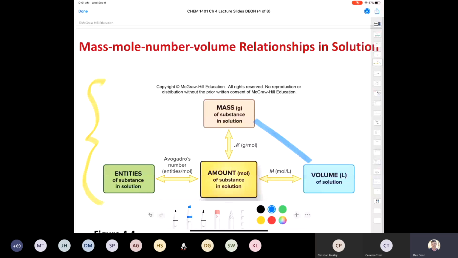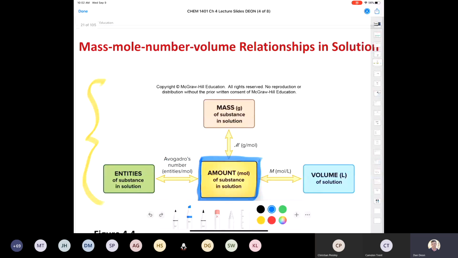You can't go from mass to volume directly, right? You can't do stuff like that. You've always got to go through what? Molar quantity. So if you have the amount of moles, you can use molarity to solve for volume. If you have the number of moles, you can use molar mass to solve for mass. If you have the number of moles and you know Avogadro's number, which never changes, you can figure out the number of entities, whether it's ions, molecules, tennis shoes, whatever.